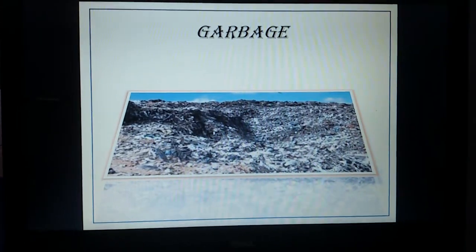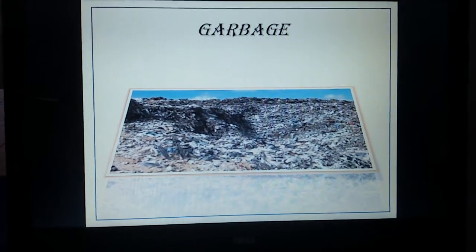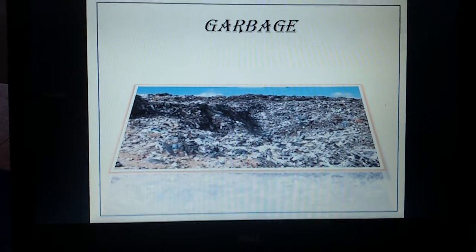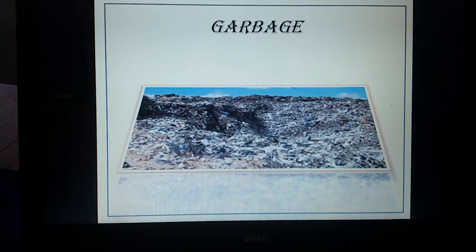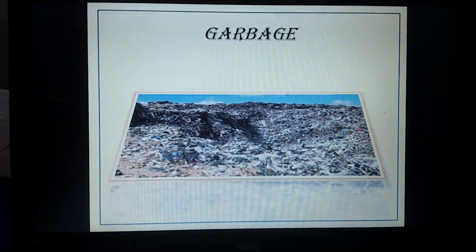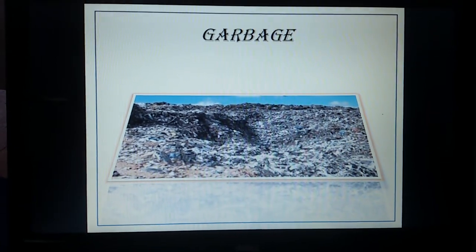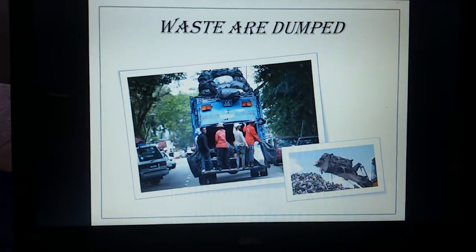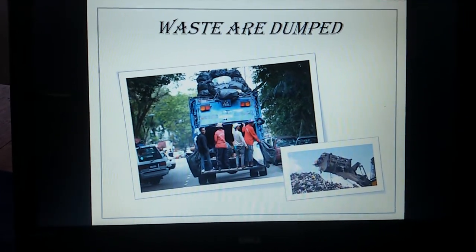All the garbage is dumped here, and we cannot identify which items are present here. It is difficult to separate by handwork. So we are here to explain by our project how we can separate the waste materials. The waste materials are carried by a vehicle and dumped at the factory to recycle it.